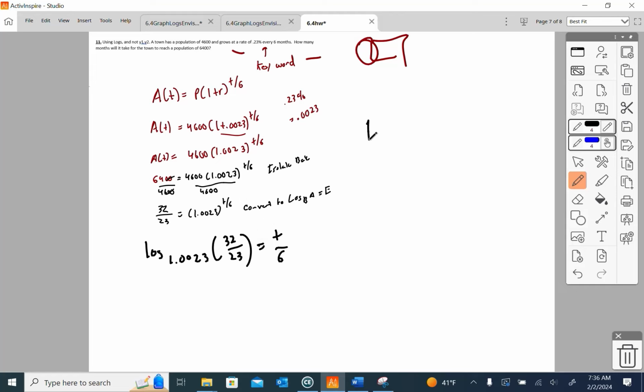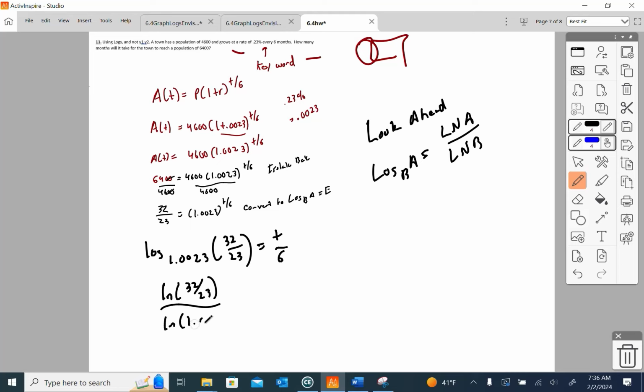Now, this is kind of a look ahead. A logarithm with base b and argument a can be written as natural log of a over natural log of b. So I can take this and say, okay, this is the natural log of 32/23 over the natural log of 1.0023. This is called change of base. And that would equal t over 6.